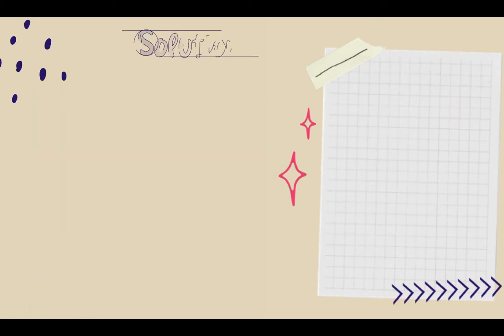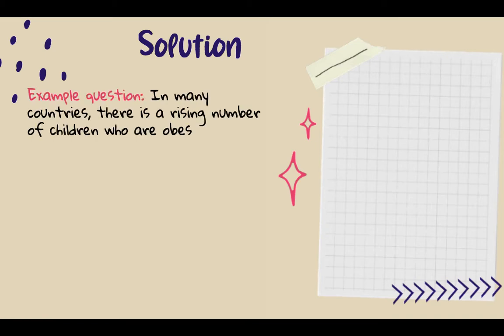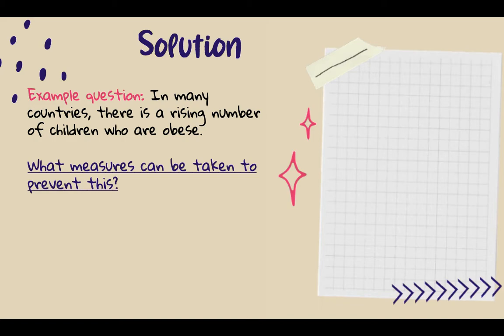Okay, let's look at the solution essay. And for the solution essay, we're going to change up the essay question just a little bit. It says, in many countries, there is a rising number of children who are obese. What measures can be taken to prevent this? So remember, this is only solution. It's not asking you about the problems related to obesity. It's not asking you for the cause of obesity. It just wants you to write about the solutions.